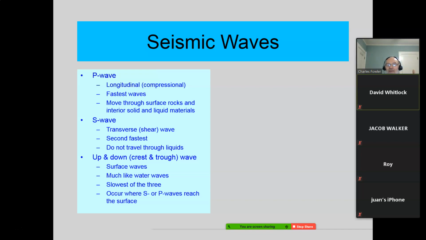The other thing that P stands for is primary. They're the fastest waves. They're the first wave to get to you. Primary waves. So pressure wave, primary wave, longitudinal wave, these are the fastest waves to move. Now, pressure waves move through solid materials like rocks. They move through liquid materials like magma. They move through liquid materials like oceans. You know, they go through any type of material, solid, liquid, or gas. Pressure waves.